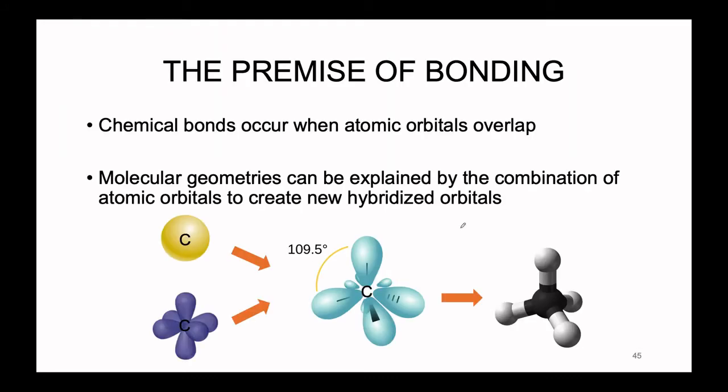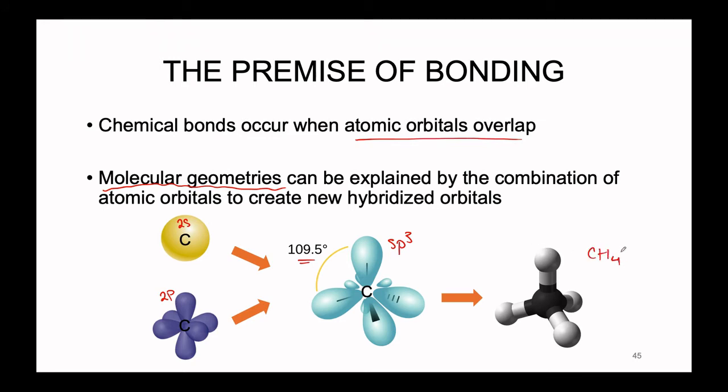Alright, so as we've discussed already, the premise of bonding is that chemical bonds will occur as atomic orbitals begin to overlap. So we introduced valence bond theory last time as a way to describe the molecular geometries that we observe when studying these molecules. An s orbital, like carbon's 2s orbital, as well as its three 2p orbitals, need to find a way to come together to minimize repulsion, maximize attraction, and create sp3 hybridized orbitals with the proper geometry that we see when actually observing a molecule like CH4.